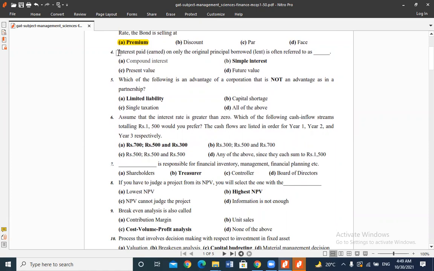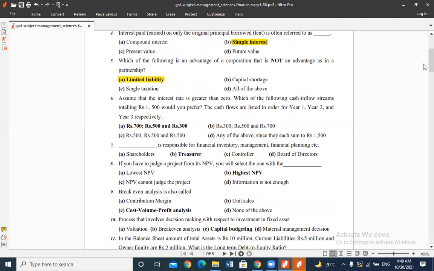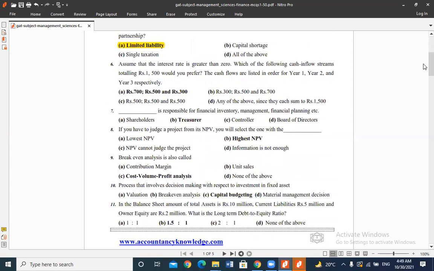interest earned on only the original principal borrowed or lent is often referred to as simple interest. Okay, right? Which of the following is an advantage of a corporation? This is not an advantage. It is limited liability. So students, only focus on the answer, not other options.